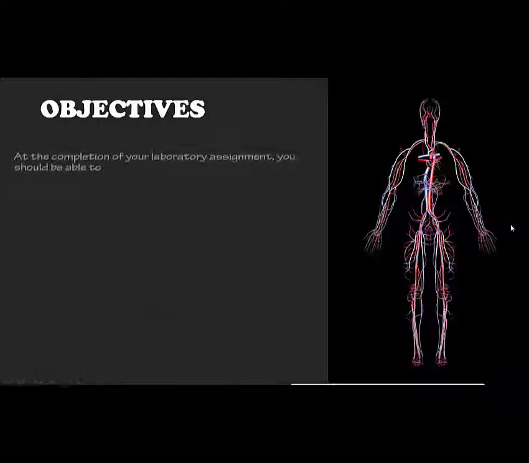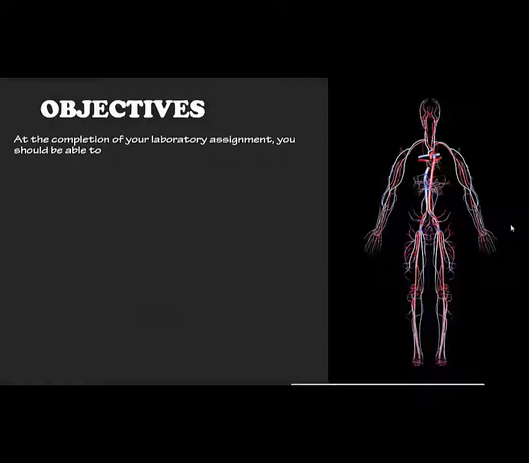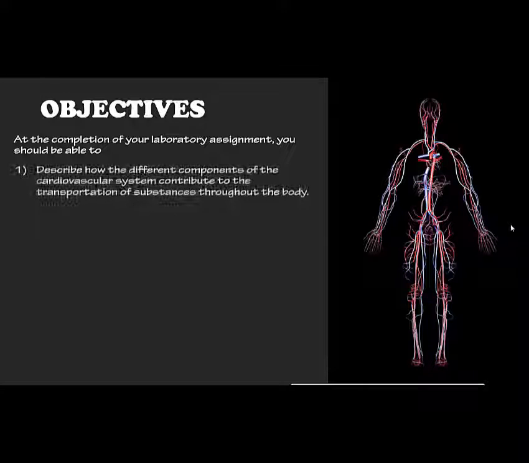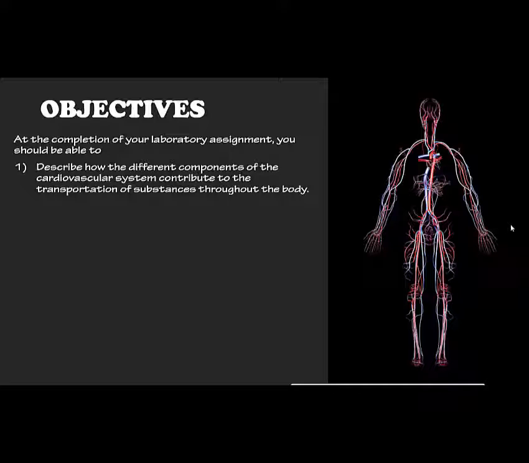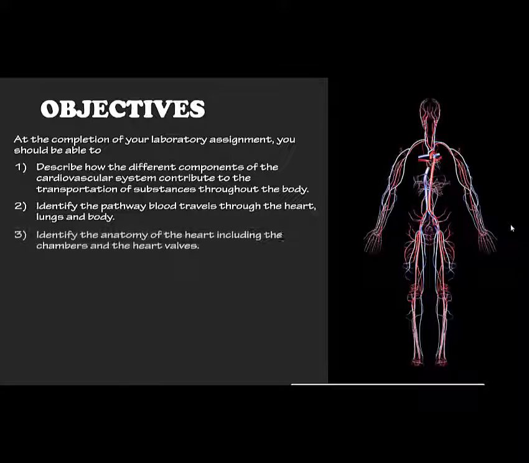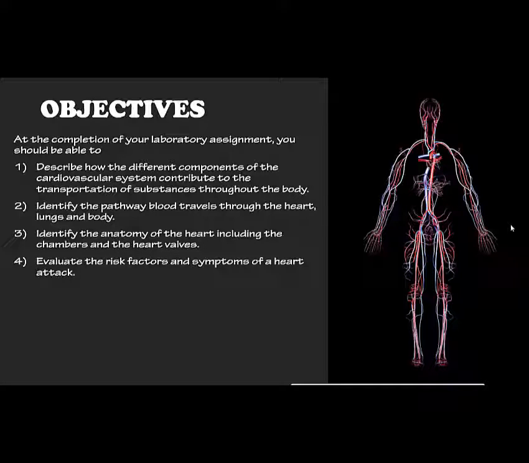Objectives. At the completion of your laboratory assignment, you should be able to: describe how the different components of the cardiovascular system contribute to the transportation of substances throughout the body; identify the pathway blood travels through the heart, lungs, and body; identify the anatomy of the heart, including the chambers and the valves.